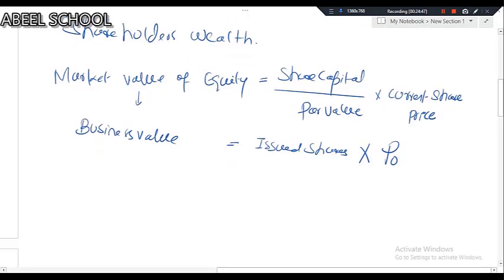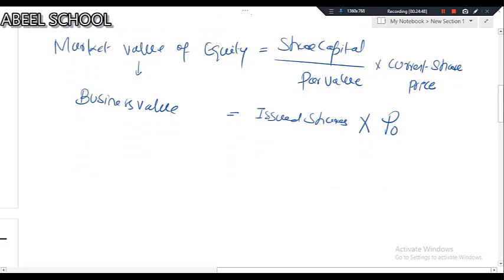Let me give you a proof. All these things which I'm going to tell you right now, we will study in detail. Right now I just want to prove one thing, that P naught is a generic symbol in financial management which is used for every instrument which has a market value.